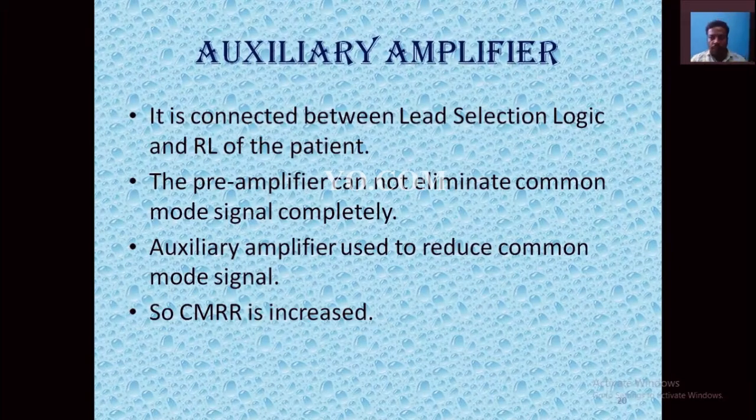Actually the pre-amplifier is an instrumentation and differential amplifier, so it has high CMRR, but in practice this pre-amplifier cannot eliminate the common mode signal completely. So in order to improve the signal, we must remove the common mode signal to zero level. So to improve the signal, we are using the auxiliary amplifier. The auxiliary amplifier reduces the common mode signal and improves the CMRR. The amplifier is connected with the right leg for reference output.